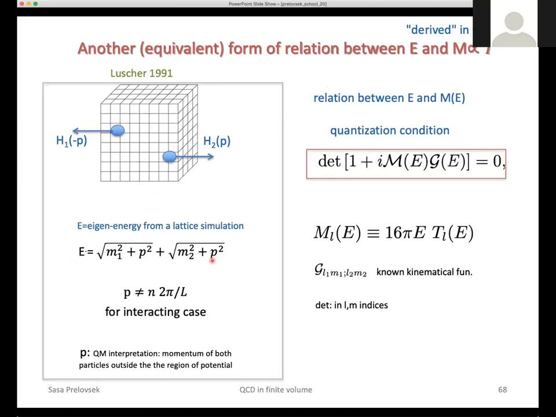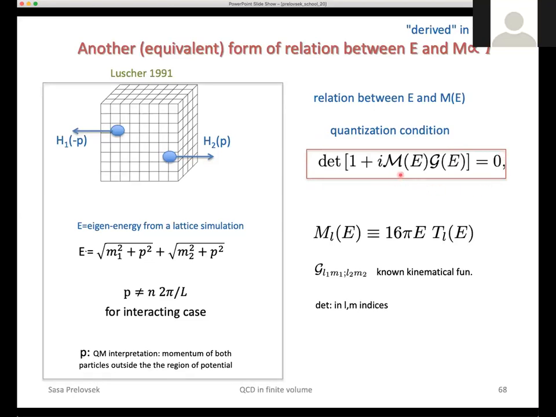And the key point is this condition here. The fact is that at the eigenenergy, this relation should apply. So only at the eigenenergies, or only at the position of lattice eigenenergies, this kind of relation should apply.